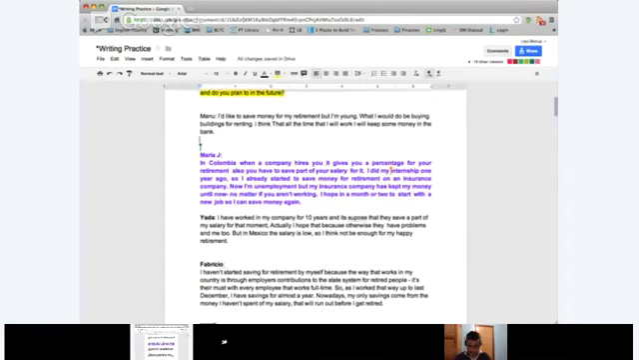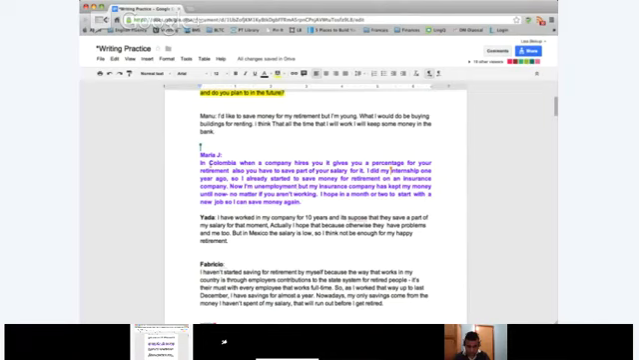In Colombia, when a company hires you, it gives you a percentage for your retirement. Also, you have to save part of your salary for it. I did my internship 1 year ago, so I already started to save money for retirement on an insurance company. Now I am unemployed, but my insurance company has kept my money until now. No matter if you aren't working. I hope in a month or two to start with a new job so I can save money again.